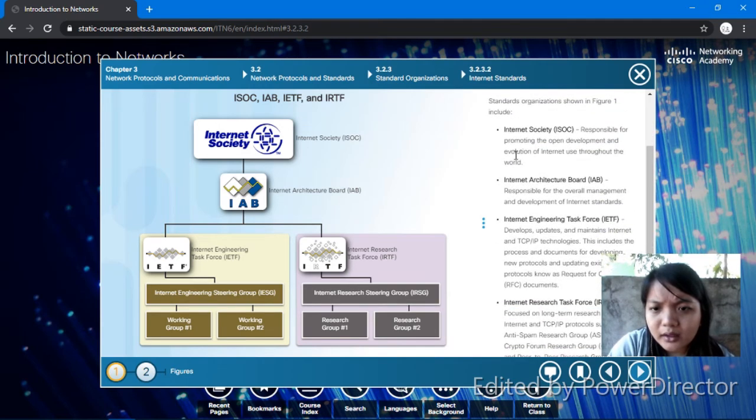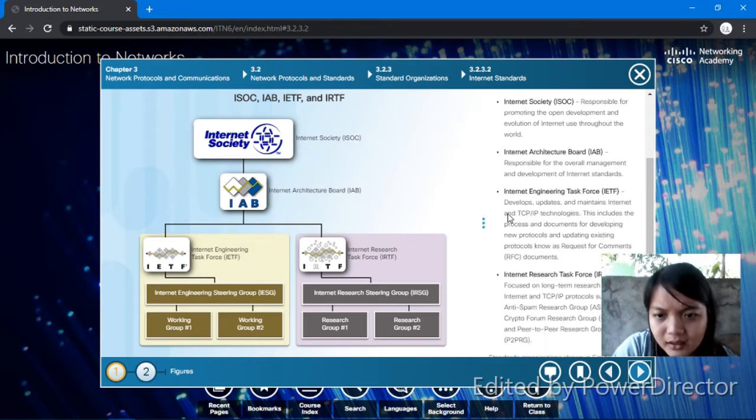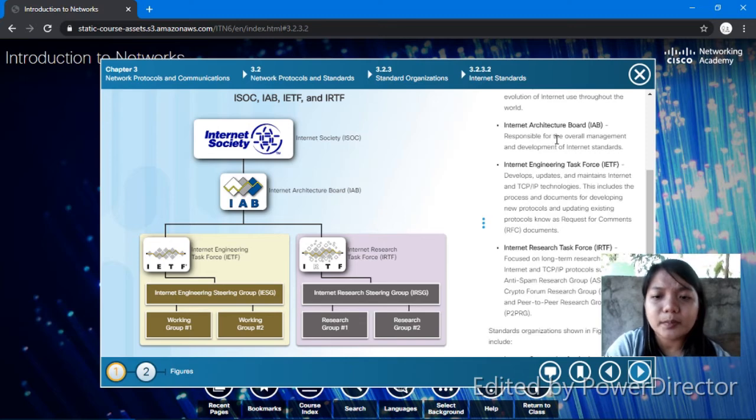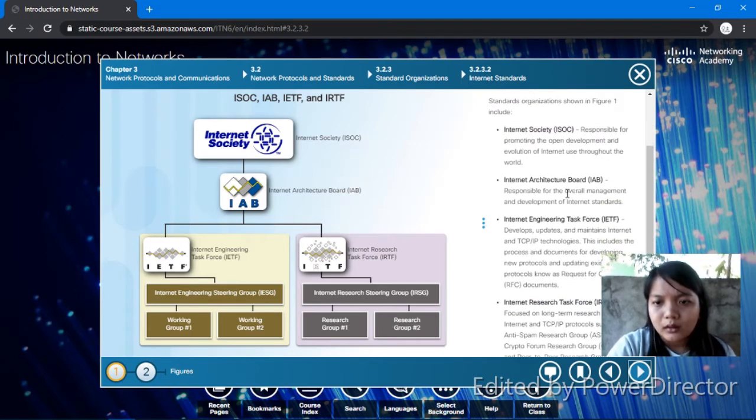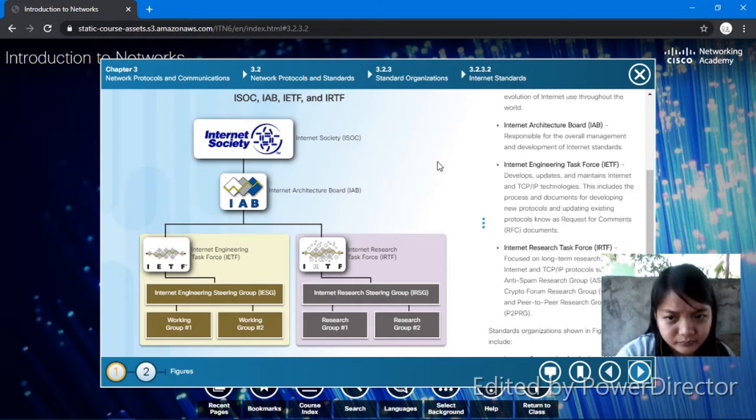The Internet Society, or ISOC, is responsible for promoting the open development and evolution of the internet. Then the Internet Architecture Board is responsible for overall management and development of Internet standards. It manages all the development of the Internet standards.